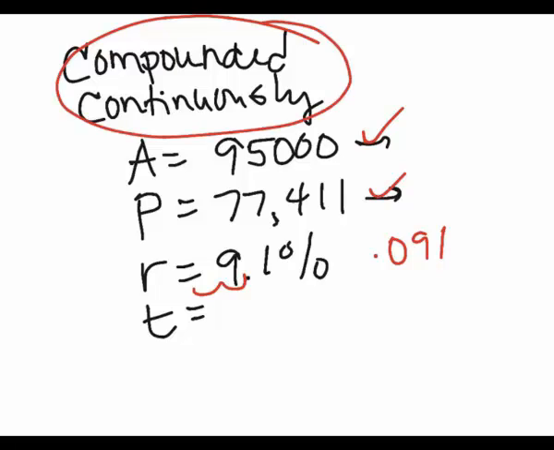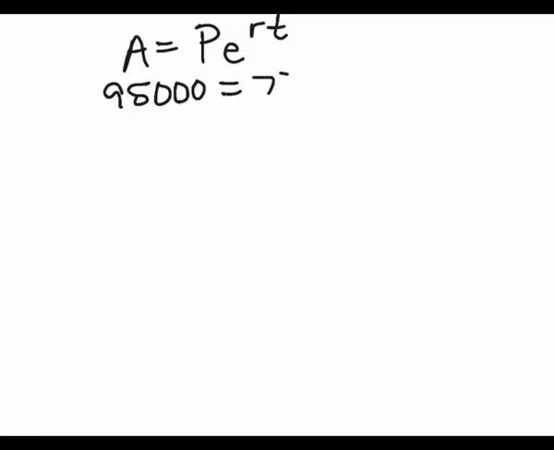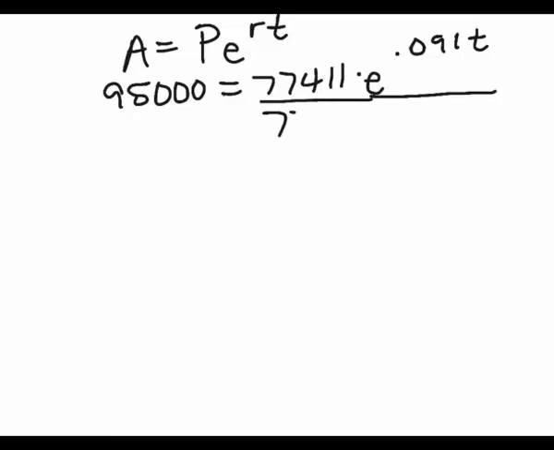Now, the formula is going to be A equals PERT. So I have 95,000 equals 77,411 e, we don't know T, but we know that R is 0.091 T. Now the very first thing, you have to get the exponential expression by itself, which means I have to get e, whatever it's raised to, by itself. Well, this is 77,411 times that. So we can go ahead and divide by 77,411.